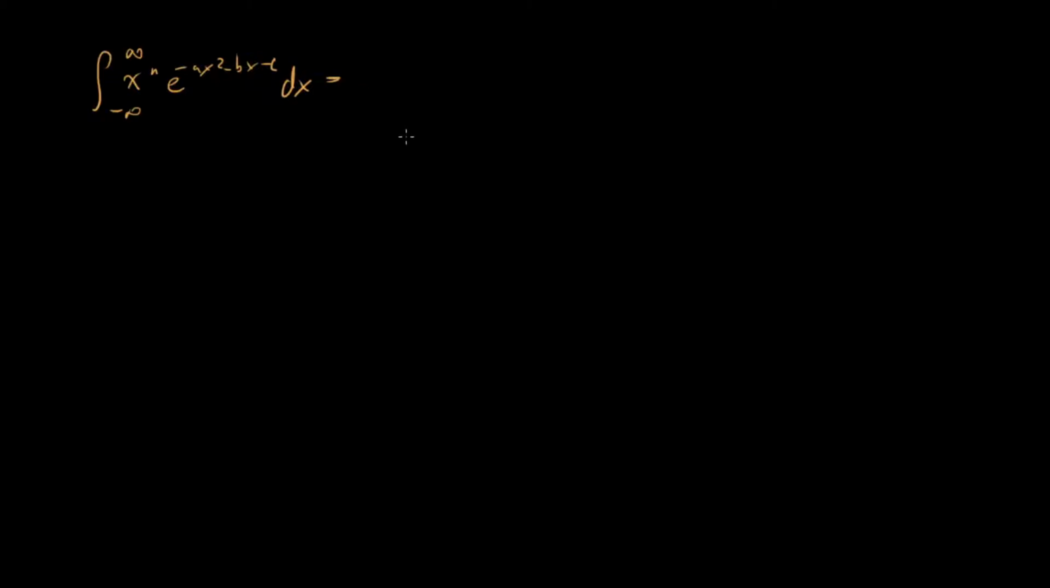Well, we want to use the same type of trick that we used in the previous video. In the previous video, we solved our integral using differentiation under the integral sign. And we want to do something similar to that here. And so the way that I'm going to do it is by taking n derivatives with respect to b of our Gaussian.